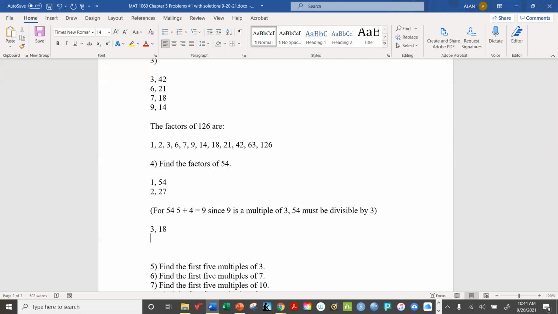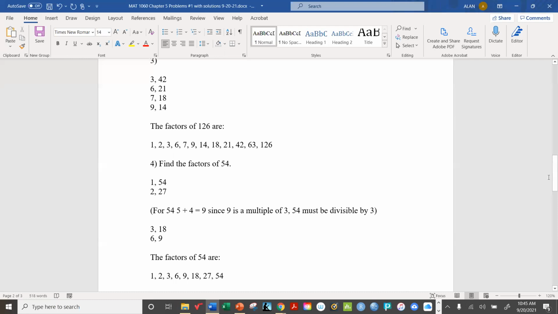4, no. 5, no. 6, no. 7, 8, no. Well, this one is surprisingly low on factors. Oh, wait, no, sorry, missed one. 6 times 9, sorry. Then 7, no. 8, no. 9. All right, and then we're done. Okay, so the factors of 54 are 1, 2, 3, 6, 9, 18, 27, 54.